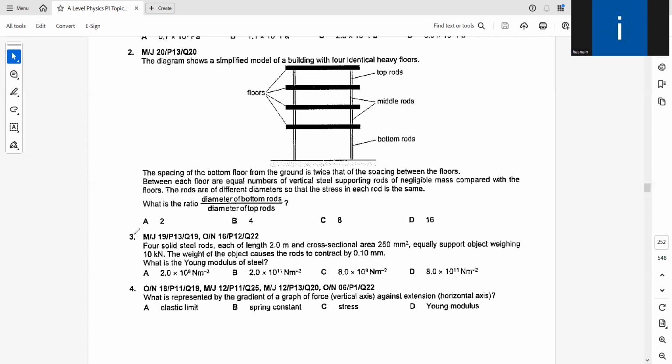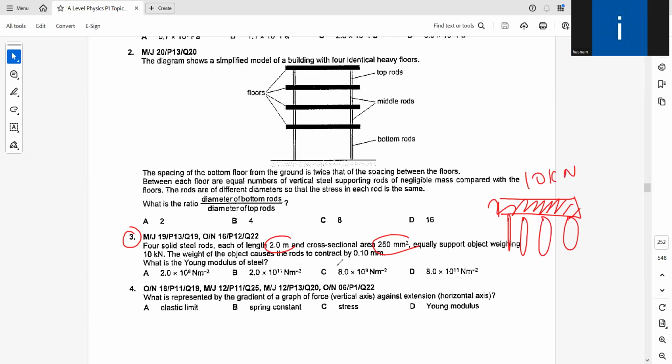Okay, so question three, this is about four solid steel rods, each of length this and area this, and equally support a weighing 10 kilonewton object. That means, let's say this is the object which is 10 kilonewton, and then there are four steel rods which support this weight of 10 kilonewton.